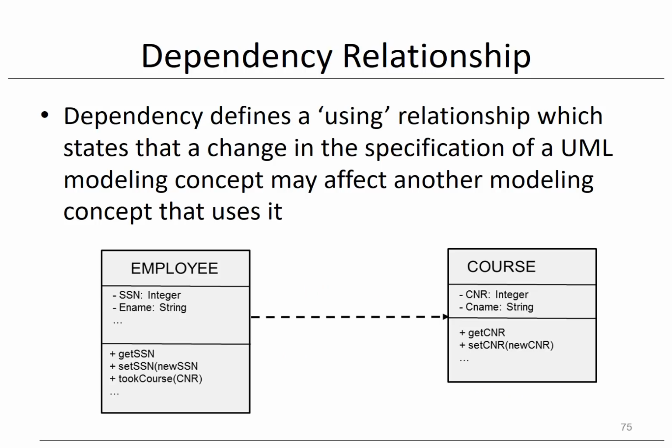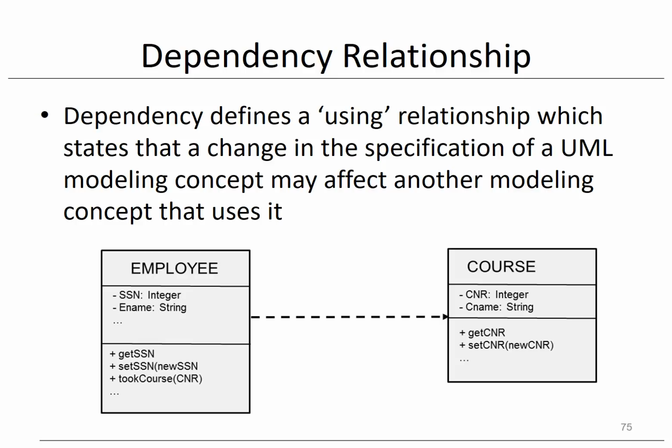In UML, dependency defines a using relationship, which states that a change in the specification of a UML modeling concept may affect another modeling concept that uses it. It is denoted by a dashed line in the UML diagram. An example could be when an object of one class uses an object of another class in its methods, but the referred object is not stored in any variable. This is illustrated in the figure.